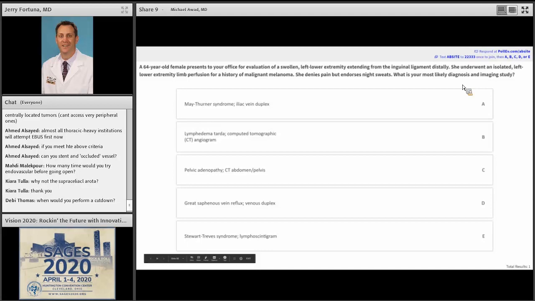A, May-Thurner syndrome, iliac vein duplex. B, lymphedema tarda, CTA. C, pelvic adenopathy, CT of the abdomen and pelvis. D, great saphenous vein reflux, venous duplex. E, Stewart-Treves syndrome, lymphoscintigraphy or lymphoscintigram.